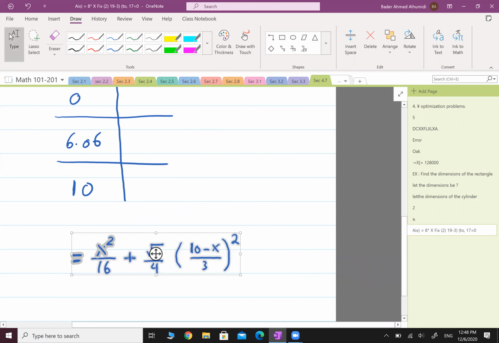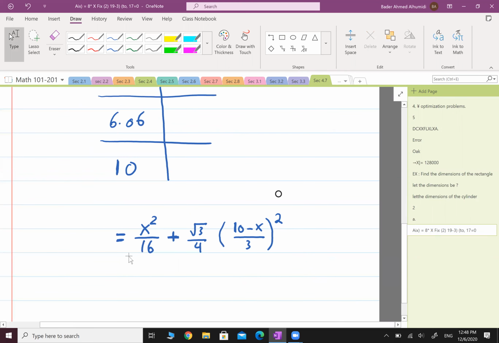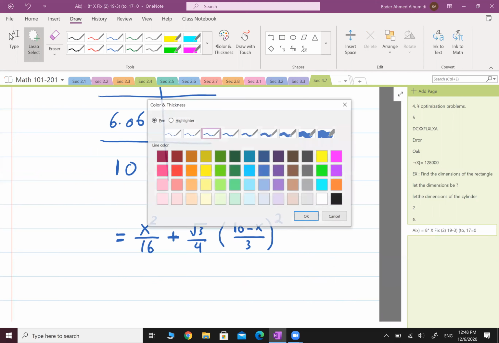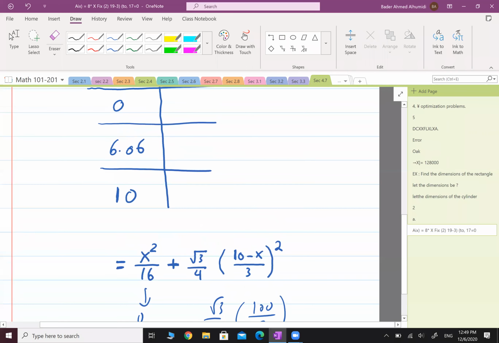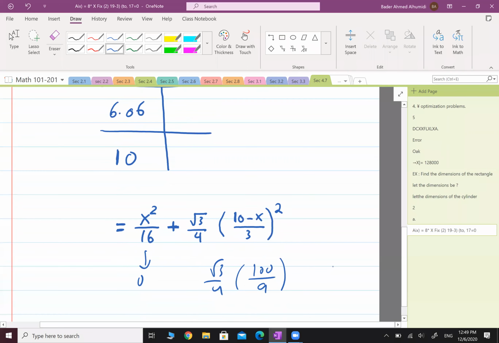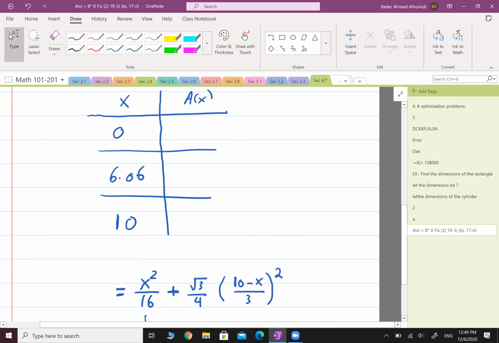Notice, for example, at zero it is easy. At zero, the first term will be 0, and the second will become 10 over 3, so the answer becomes radical 3 over 4 times 100 over 9. Can you evaluate this? What is the value of it? 100 over 9 times radical 3 over 4. 4.8. What's that?